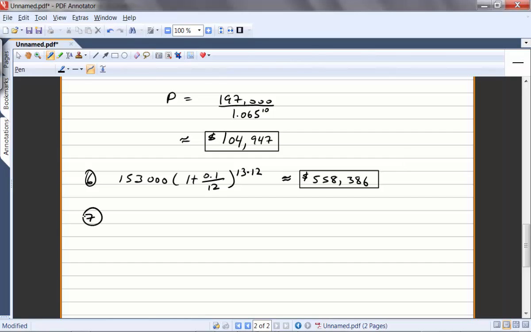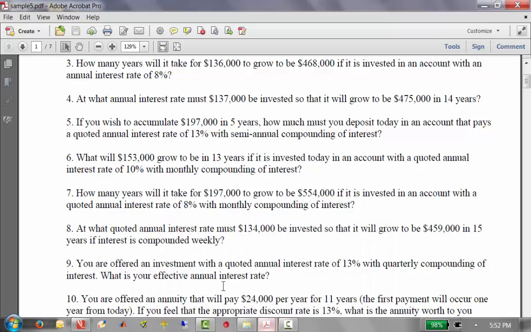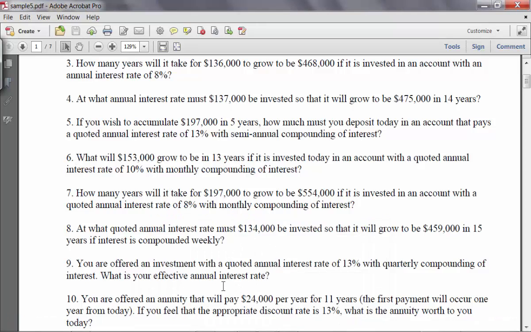Now let's move on. Number 7. I could do the partial derivatives for you, the sensitivity analysis, to show you why the number of years is the most influential on the final output versus what you initially put in or how often interest compounds. I could show you that, but I won't. It just takes up extra time. Just take my word for it.